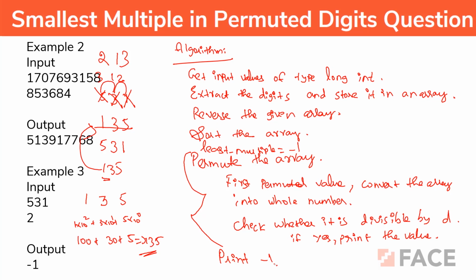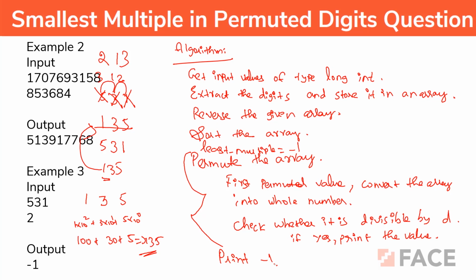So I'll repeat the logic. Get the input values of type long integer. The values n and d should be long integer because the constraint of n is 10 power 12 and the constraint of d is 10 power 6. Then extract the digits and store them in an array. After that, reverse the given array.